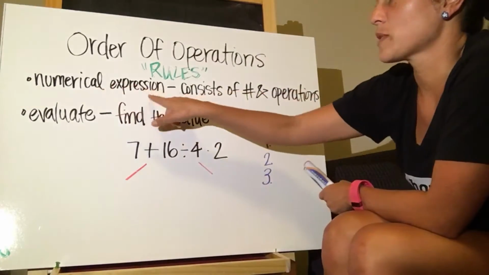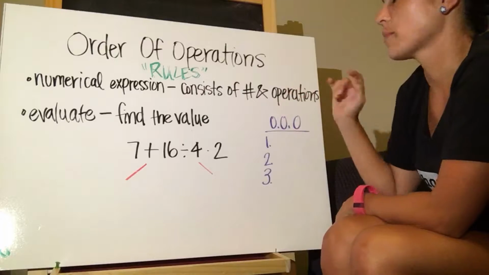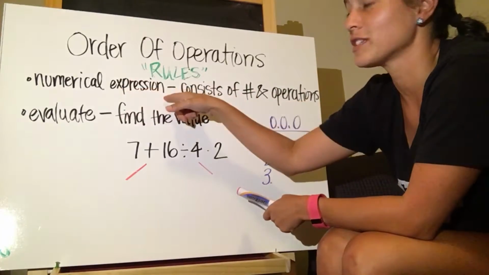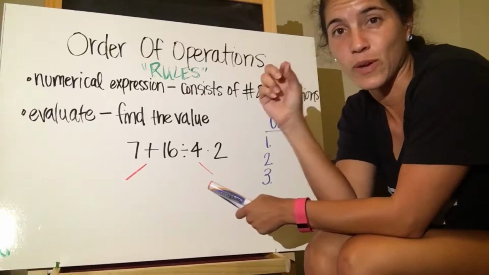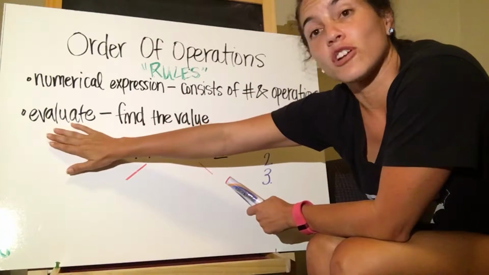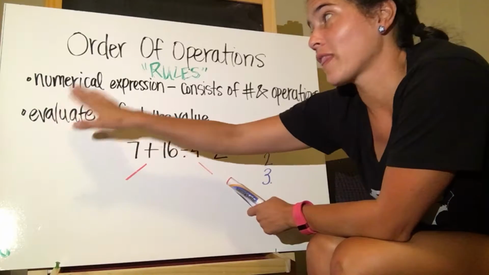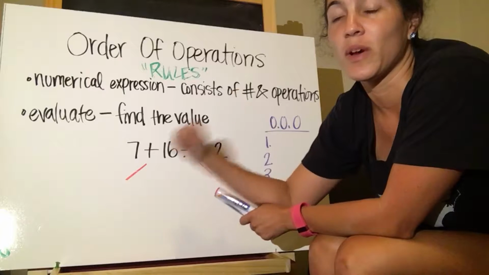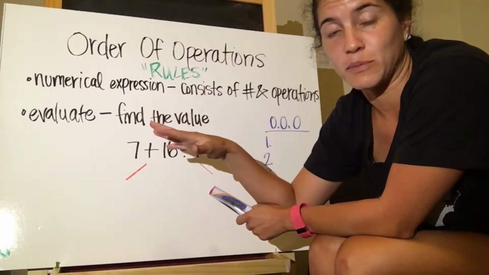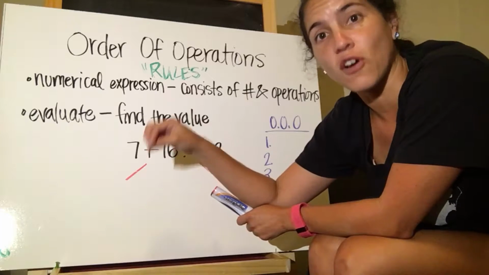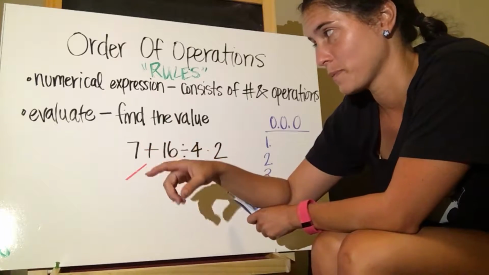A numerical expression consists of numbers and operations. So if it's got numbers and operations, it's a numerical expression. Notice it's expression, not an equation. An equation will have an equal sign. You'll see in instructions and directions it'll say evaluate the expression. So evaluate means to find the value, to figure out what all those numbers are simplified and find the value of that expression. It's not an equation, so you're not solving anything. You can only solve an equation.